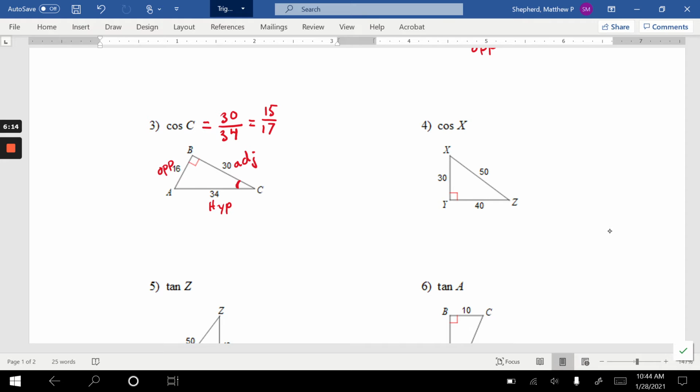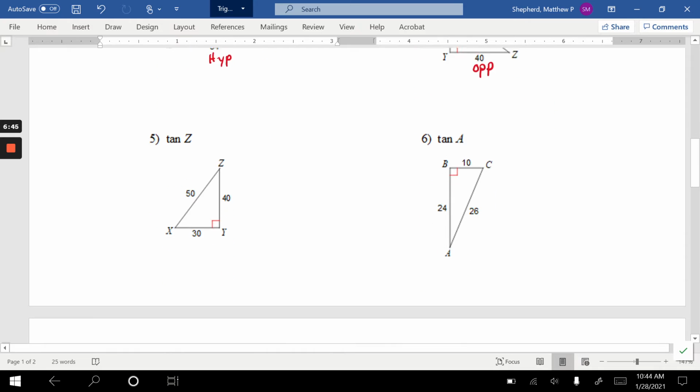Cosine of x. We have our hypotenuse. I should figure out which is the angle I'm interested in. So for cosine of x, over here is the opposite, and there's the adjacent. Cosine should be the adjacent over the hypotenuse. So the answer is 3/5.